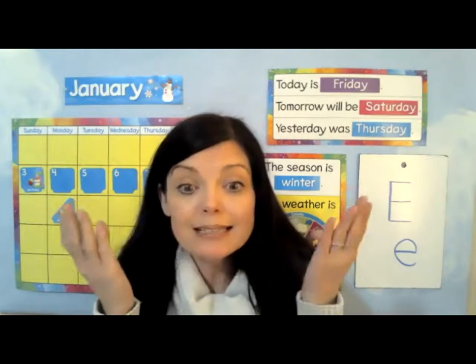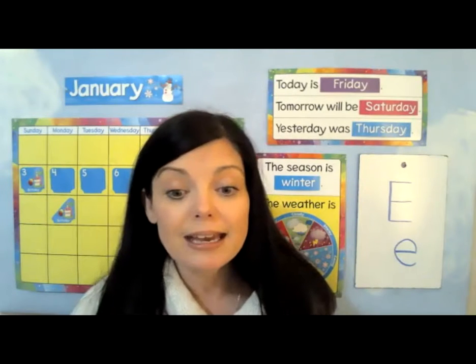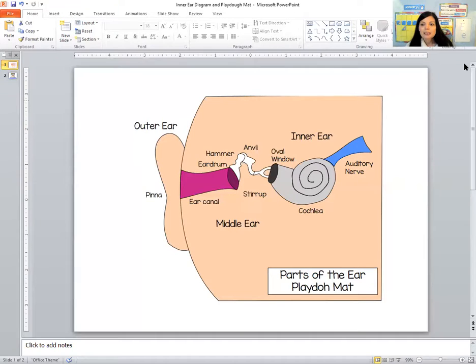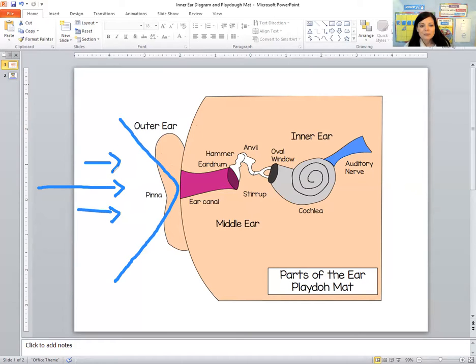Now let's make an ear. Let's make an inner ear. Before we do that, let's take a look at this picture. This picture shows the parts of an ear, and I'll have the link below so you can get a copy of this if you'd like to. So we already talked about the outer part of the ear. It's kind of like a funnel. It's where all those sound waves are going into.